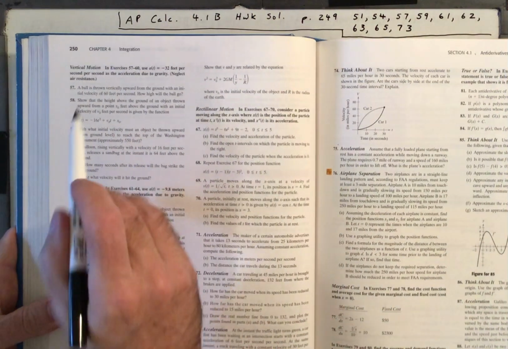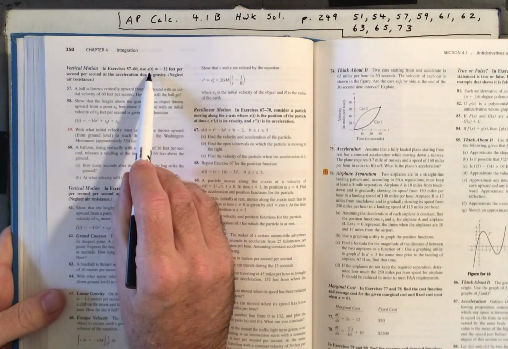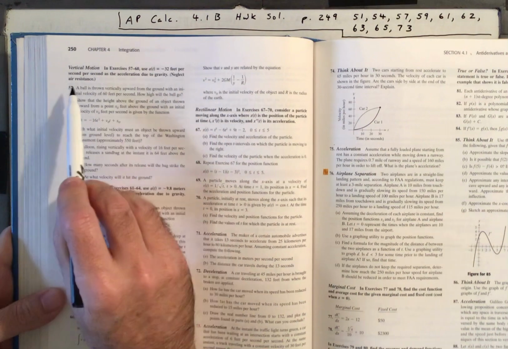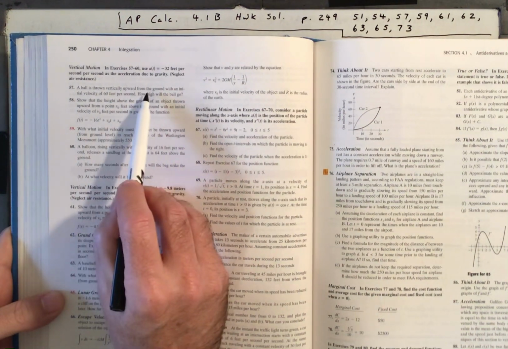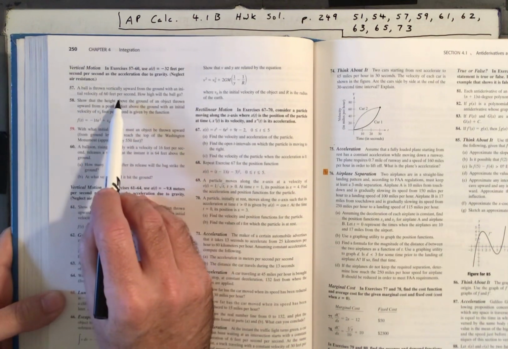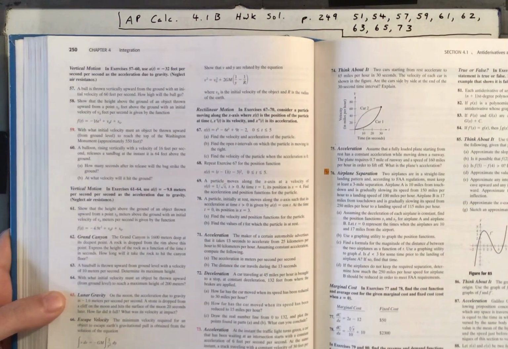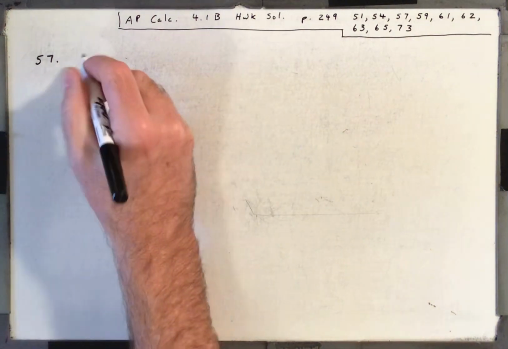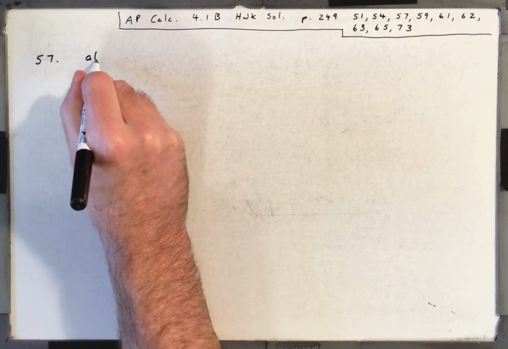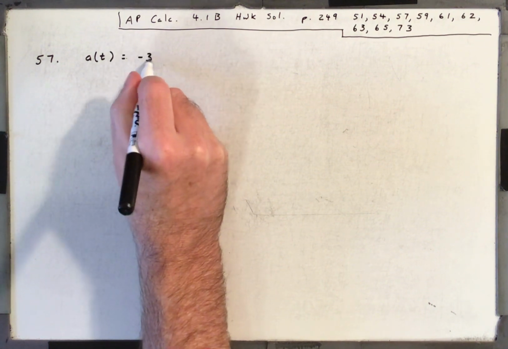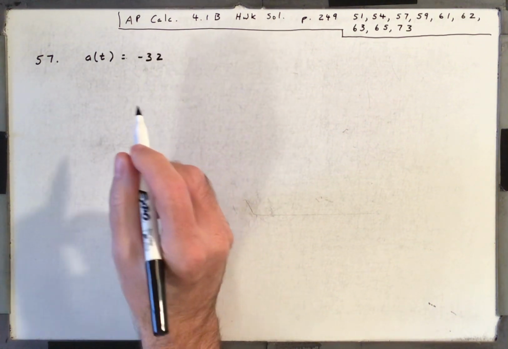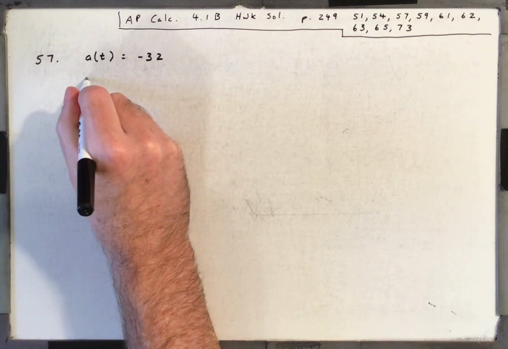Starting with number 57. So looking at this, it says we're going to use A of t as minus 32 feet per second squared as acceleration. So a ball is thrown vertically upward from the ground with an initial velocity of 60 feet per second. How high will the ball go? So we have A of t is equal to minus 32. That's where we start.